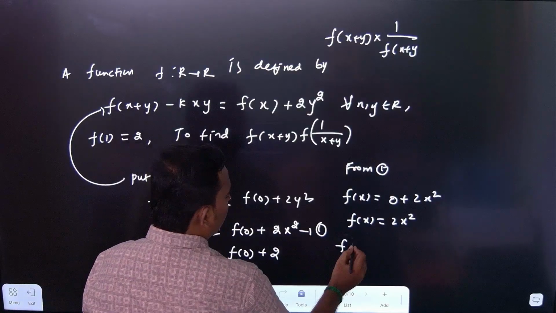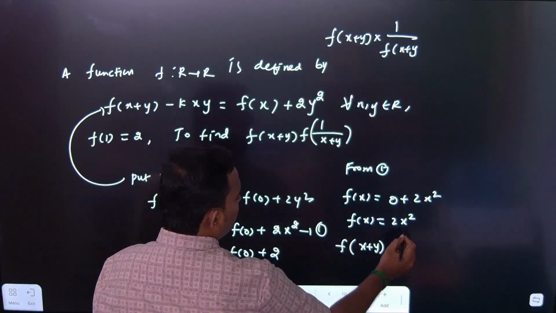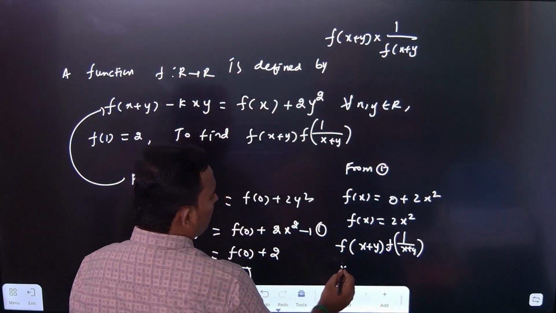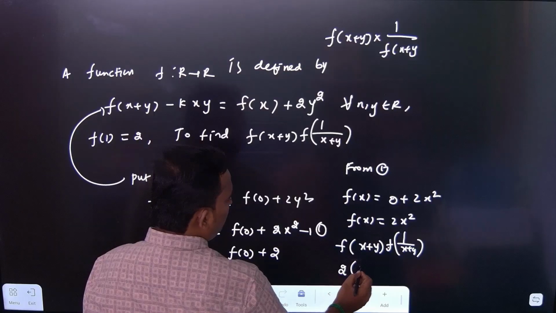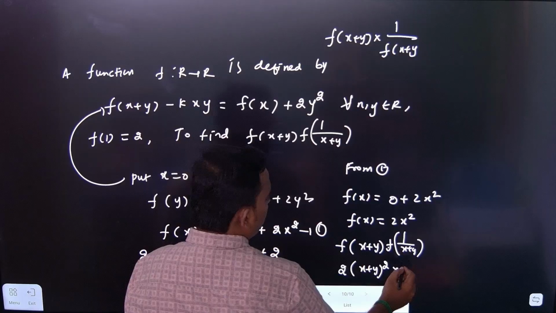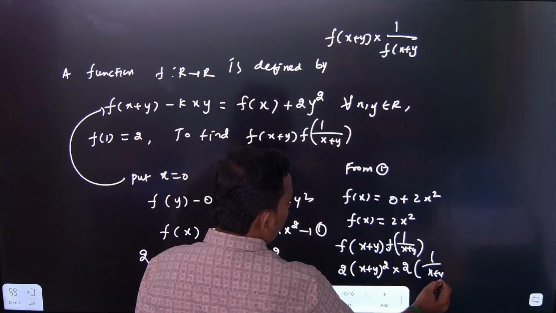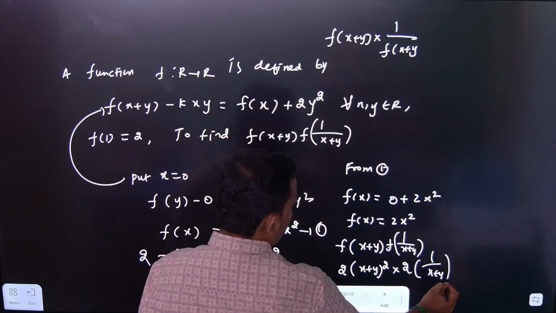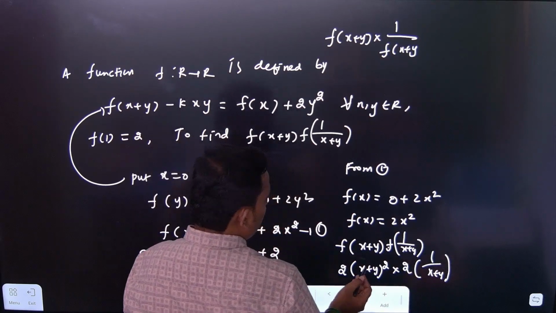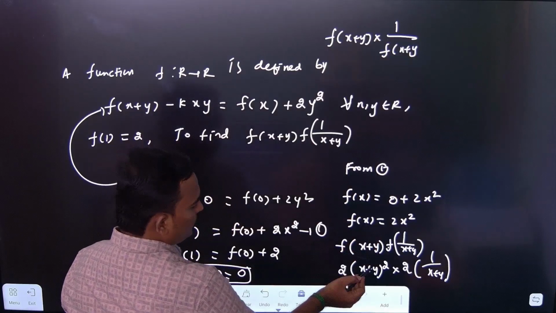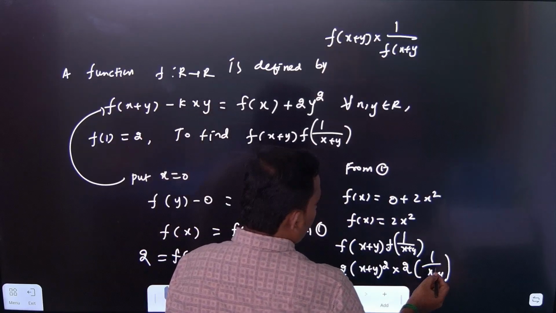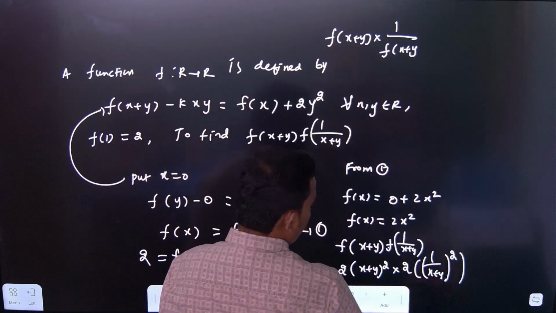What actually is required? f of x plus y into f of 1 by x plus y. What is f of x plus y? Just replace x by x plus y. 2 into x plus y whole square, into, just replace x by 1 by x plus y in 2x square, whole square, correct? So x plus y whole square, right?